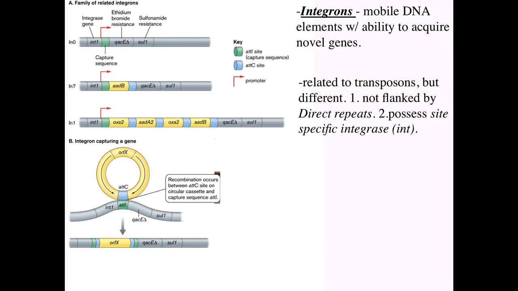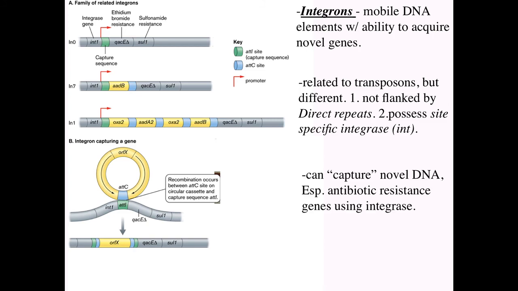And what it does is it ends up putting that new open reading frame, shown here as ORF-X, directly behind this promoter. So now ORF-X is going to be expressed. And if there's a good phenotype associated with that, if it gives resistance to an antibiotic, the bacterium has just acquired resistance to that antibiotic. So these integrons capture novel DNA.